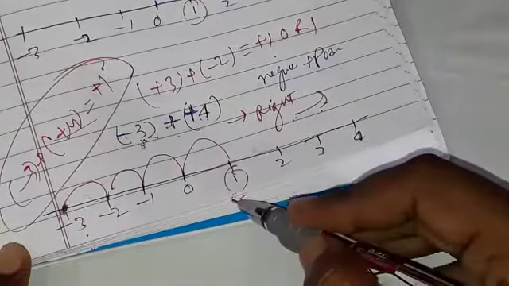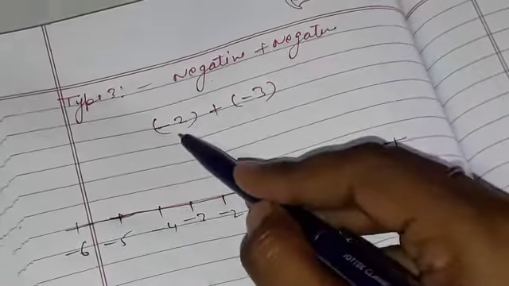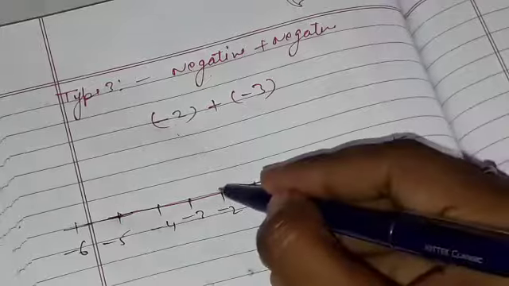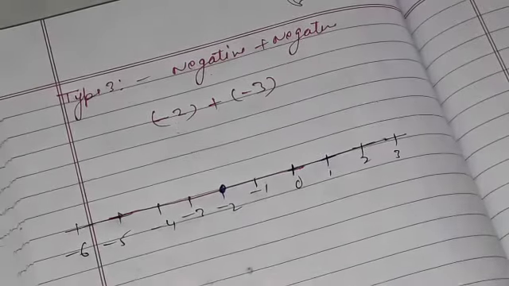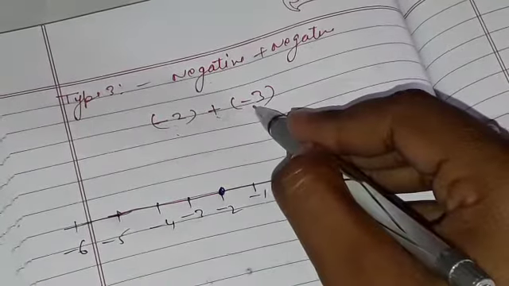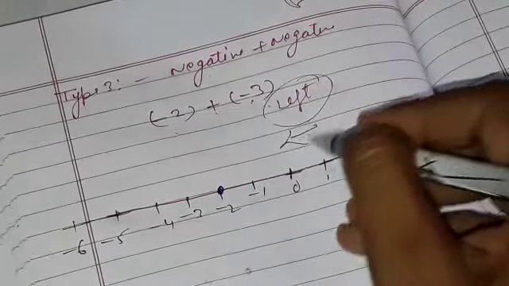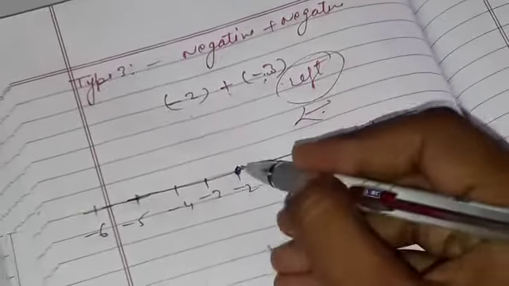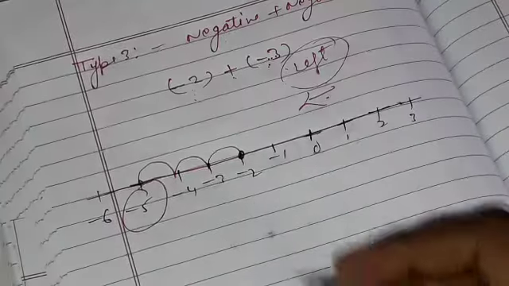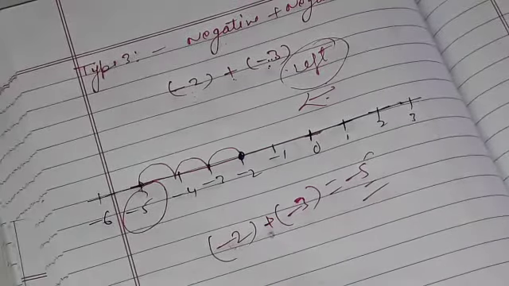This is your answer. Now next type is negative plus negative integers, like this, minus 2 plus minus 3. So as I told you, your first integer always shows your starting point. That is okay. And for addition you have to understand the symbol. Minus symbol is here, so it means you have to move left hand side. And how many steps? 3 steps. So from here you have to move 3 steps left hand side. So your answer is minus 5. So minus 2 plus minus 3 is equal to minus 5.